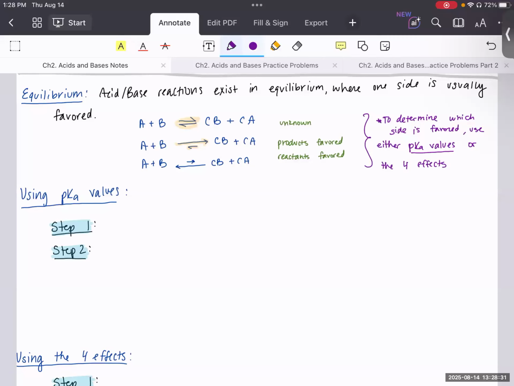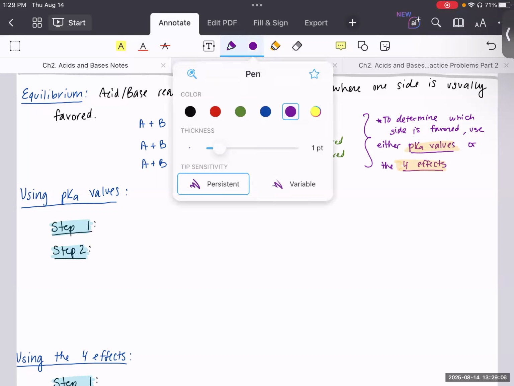And so for this, we have 2 different ways that we could approach this. Both of these methods should give you the same results. So if pKa values are available to you and you have a pKa chart, you can use that option. If that is not given to you, then you should be able to identify if the products or reactants are favored, based off those 4 effects that we talked about in the previous video. So let's go through how to use both of these methods, and then we'll do some practice problems where we'll go through how to use both of them and show that we'll get the same result.